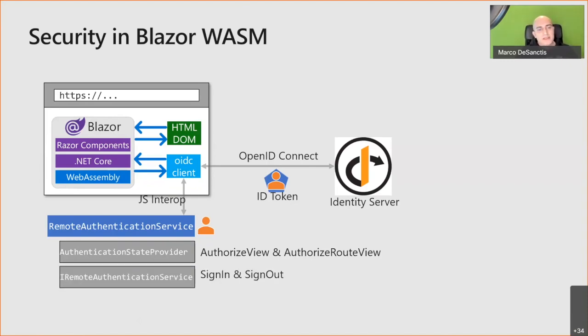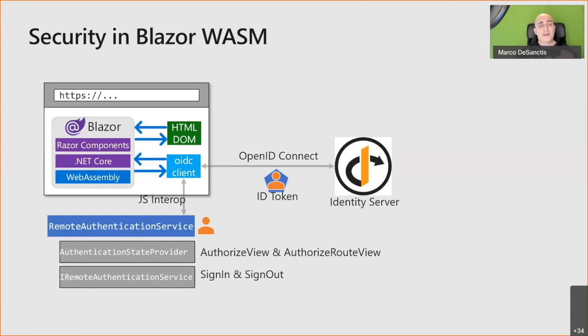Well, it's done through another interface implemented by the same object. So the remote authentication service also implements IRemoteAuthenticationService, which exposes the two methods, sign in and sign out. And these methods are just wrappers around the logic within OIDC client. They will just trigger the function in JavaScript.